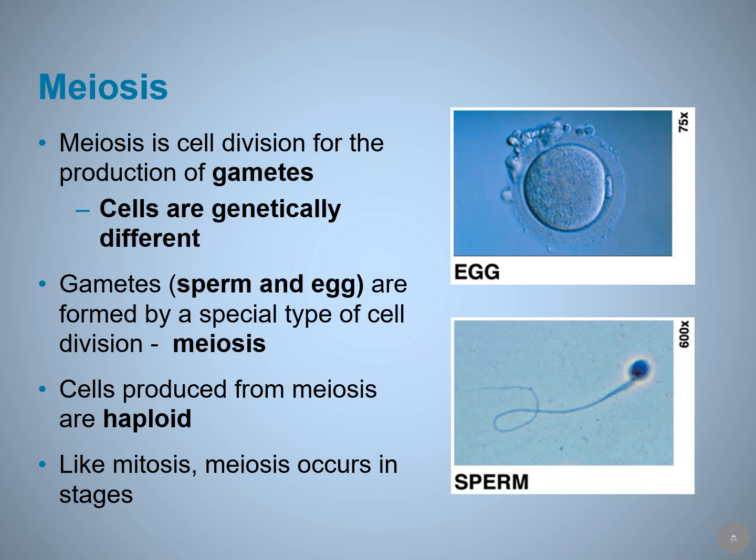So remember, cells are going to be produced and form a haploid, so 23 chromosomes in eggs, 23 chromosomes in sperm. And just like mitosis, there are going to be phases that are part of this as well.